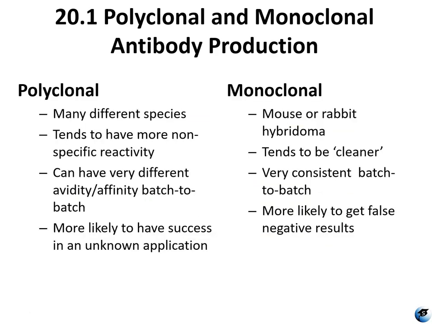So in order to help differentiate these two terms, polyclonal and monoclonal, I've got a summary here of each type of antibody production. Your polyclonal can be of many different species. It's less specific. There can be very different affinity from one batch to another. You are more likely to have success in an unknown application. So what that means is happy accidents can happen with polyclonal antibody production.